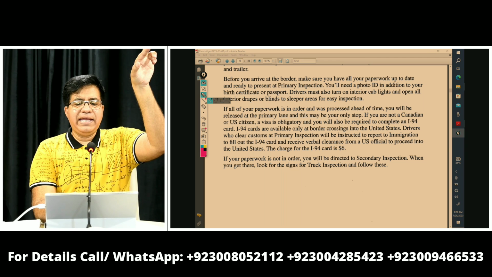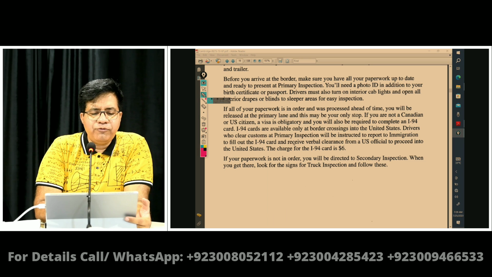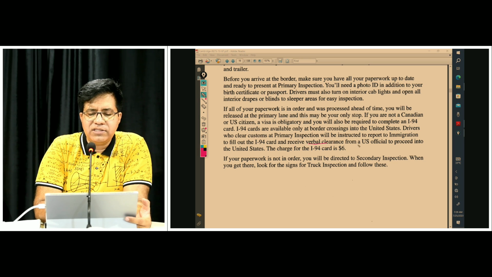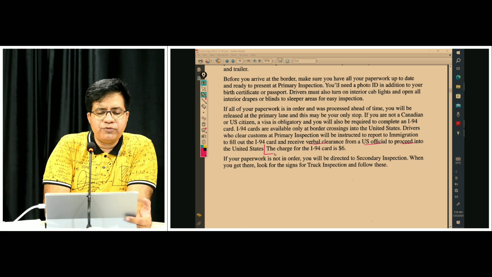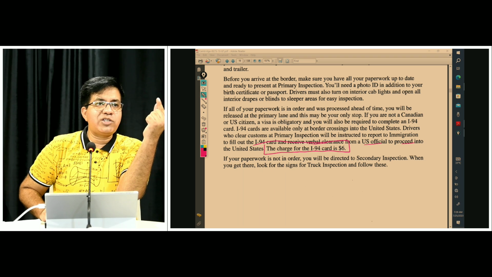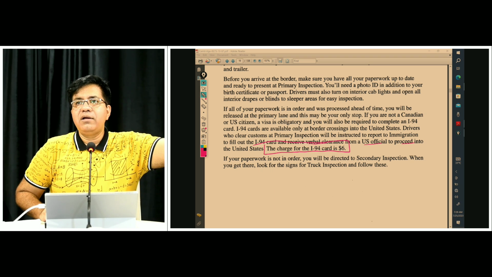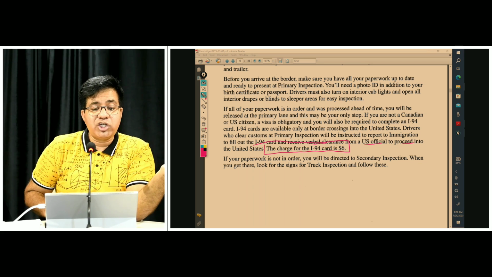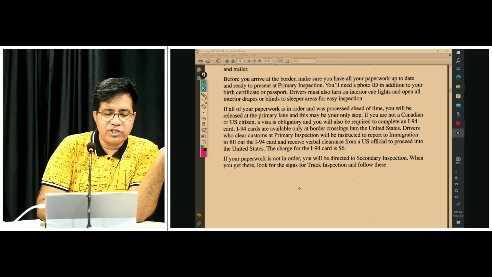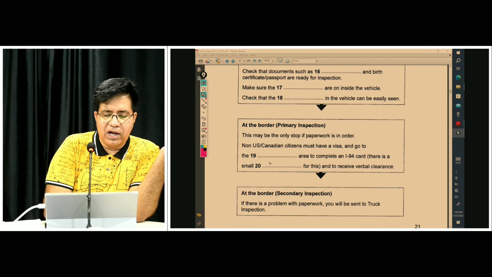I'm reading second last paragraph and I'm reading second last line. To fill out I-94 card and receive verbal clearance from a US official to proceed into the United States. The charge for I-94 card is $6. Now what is $6? Small charge. Now what is the word for small? $6. $6 means small, and the charge. Answer is charge. See, this is how they set the test for you. Small charge for this.